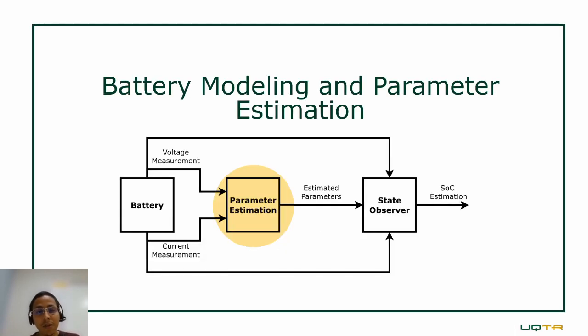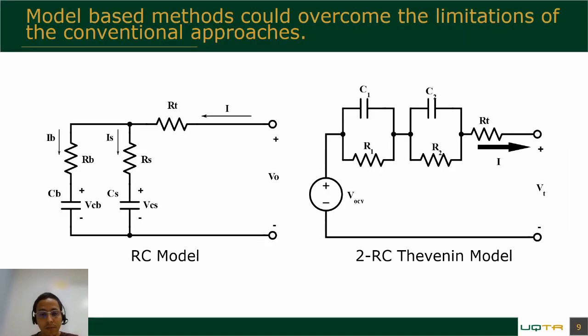Now I'm going to present you the process of battery modeling and parameter estimation using two equivalent circuit models. Model-based methods could overcome the limitations of the conventional approaches. State of charge estimation could be performed based on a battery equivalent circuit model that represents the behavior of the battery using the state equation of an electrical circuit. Although an accurate battery model is important to improve the accuracy of the state of charge estimation, it is important to keep the model as simple as possible to be implemented in embedded systems suitable for agricultural robots.